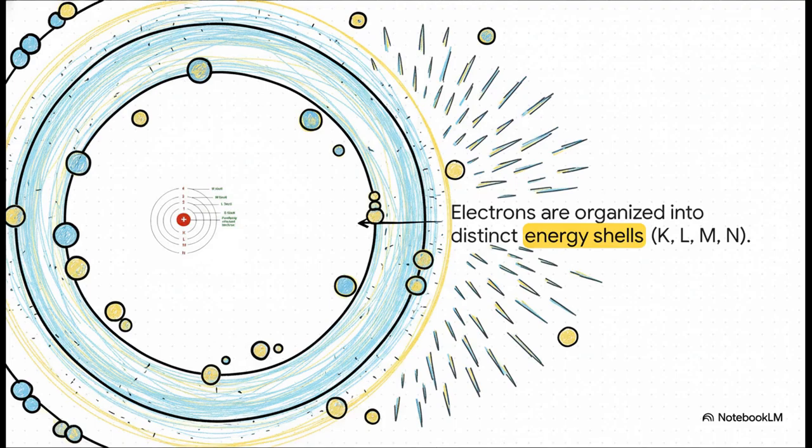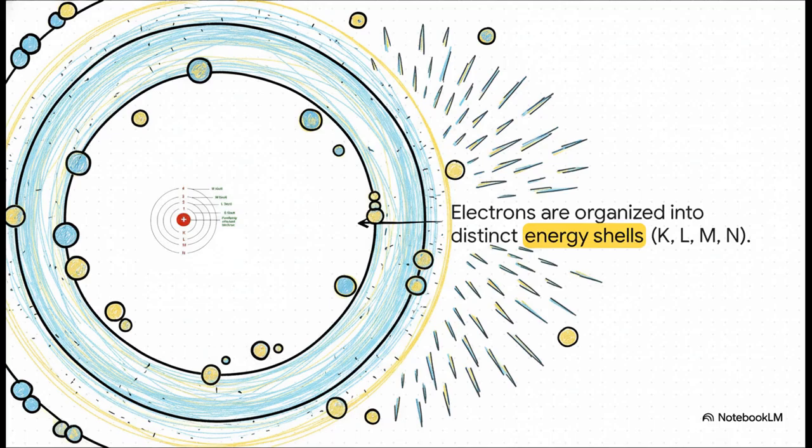Now, that electron cloud isn't just some chaotic swarm. Nope, it's highly organized. The electrons are arranged in these distinct energy levels, or shells. Think of it like planets orbiting the sun at different fixed distances. We give them letter names, starting from the inside and moving out: the K shell, then the L shell, M shell, you get the idea.